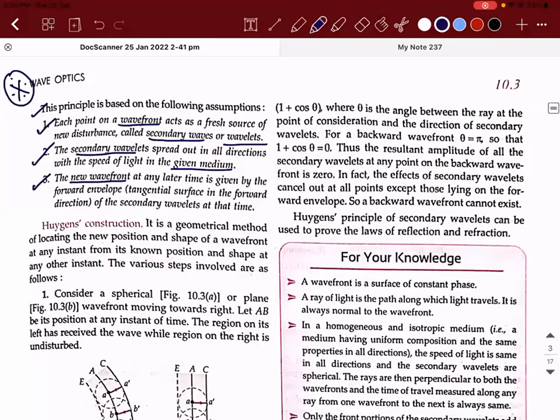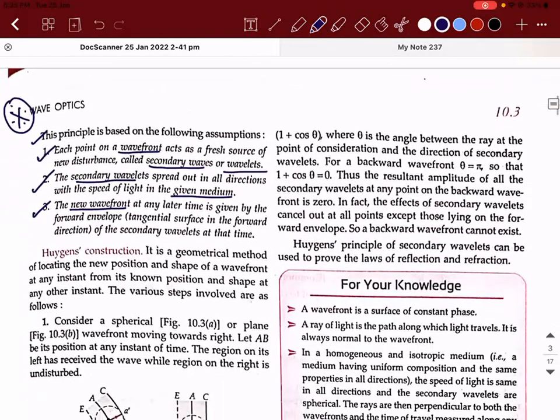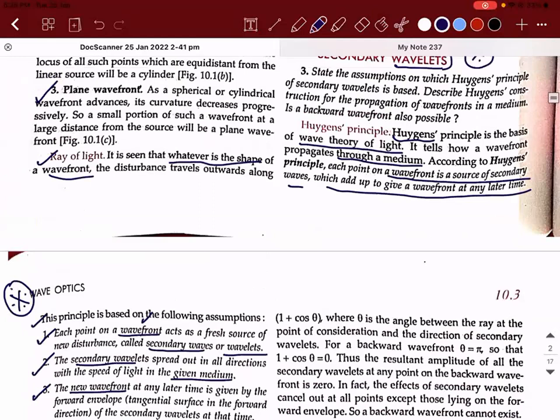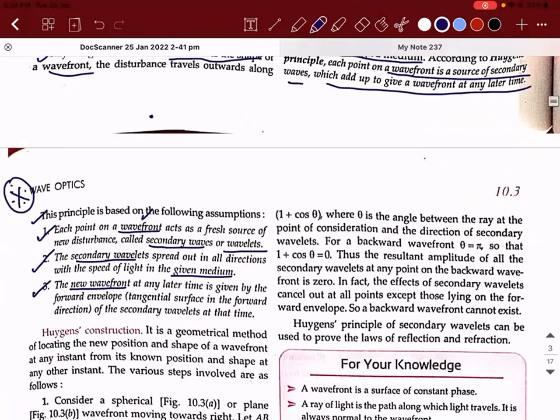This point is very important according to me. This Huygens principle is based on the following assumptions. That is, each point on a wavefront acts as a fresh source of new disturbance, which we call secondary waves or wavelets. So here we are not discussing wavefronts, we are discussing wavelets. Meaning, if I take a point source, due to that point source, a wavefront is created.